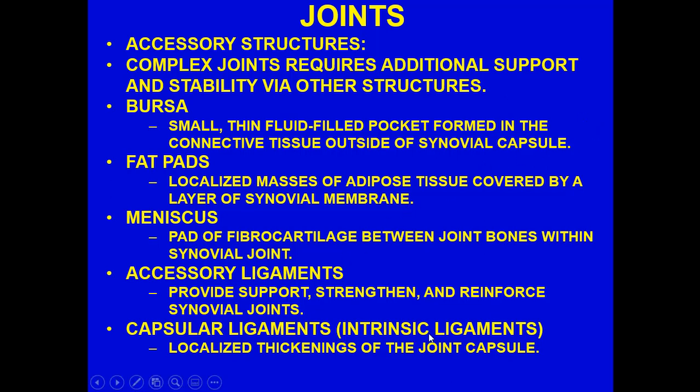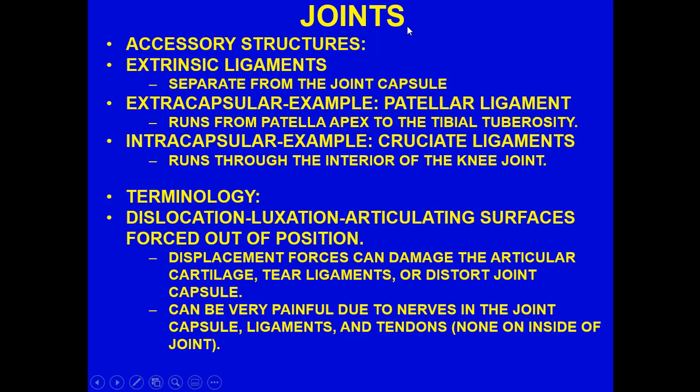Capsular ligaments, these are called intrinsic ligaments. They're localized thickenings of the joint capsule. Also with accessory structures, you will find extrinsic ligaments which separate from the joint capsule. You may have extracapsular extrinsic ligaments, for example, the patella ligament, which runs from the patella apex to the tibial tuberosity. Intracapsular extrinsic ligaments would be, for example, the cruciate ligaments. These run through the interior of the knee joint.